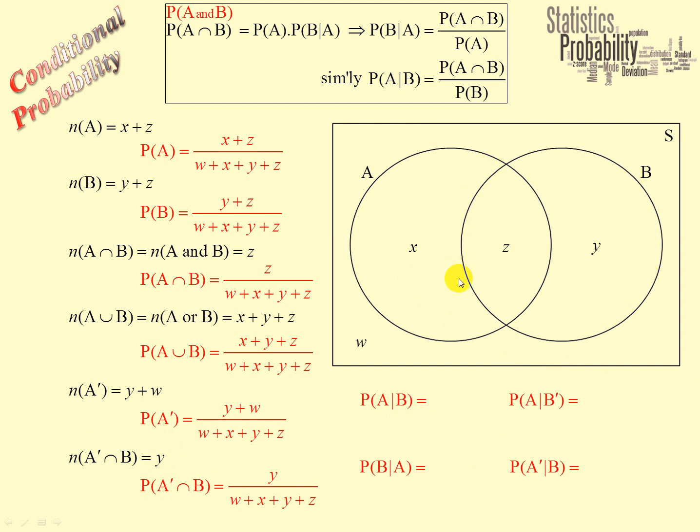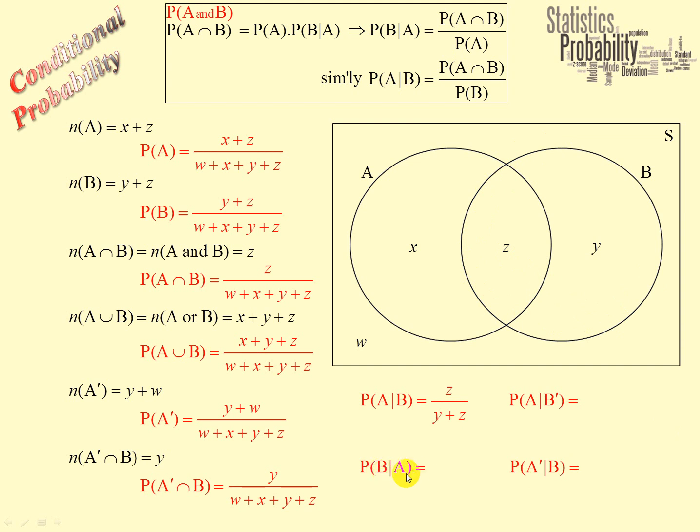Alright, so now we're given that it's B and there are Y plus Z items in it. How many are in A? Well, the answer is Z. Therefore, we'll have Z over Y plus Z.